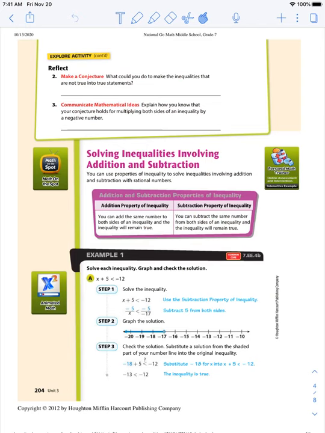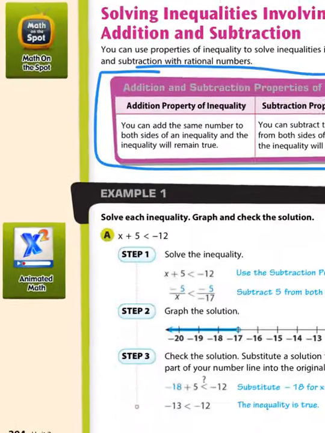Okay, so before we get to that tricky multiplication and division with inequalities, we're going to review with some addition and subtraction. This is the same as when we're solving an equation. So if you look up here, it tells us the addition and subtraction properties of inequalities. You will not need to cite these. Basically what they say is when you add or subtract the same number of both sides of an inequality, the inequality will remain true. So you can add or subtract, and you don't have to do anything with the sign. It's still true.